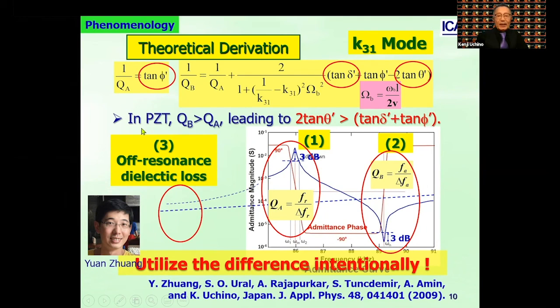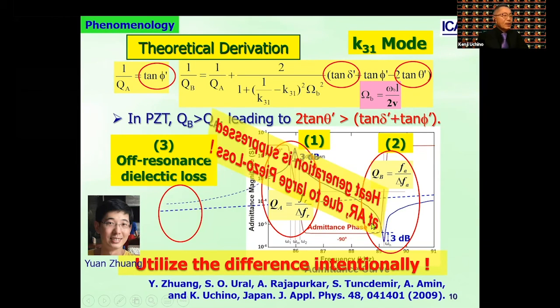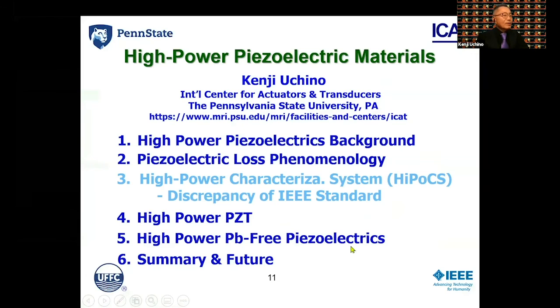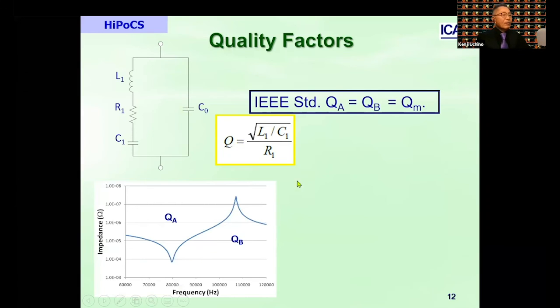And in PZT materials, anti-resonance is always sharper; lead-free is opposite. That means the piezoelectric loss contribution is much larger than the dielectric or elastic losses. So heat generation is suppressed at the anti-resonance, due to the large piezoelectric loss. So I will show you the practical experimental result, okay?